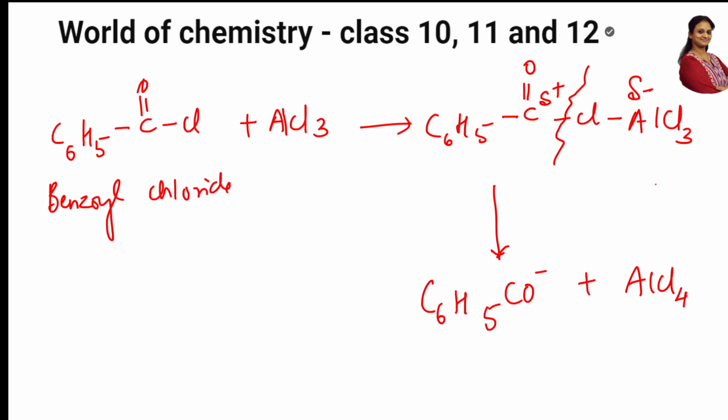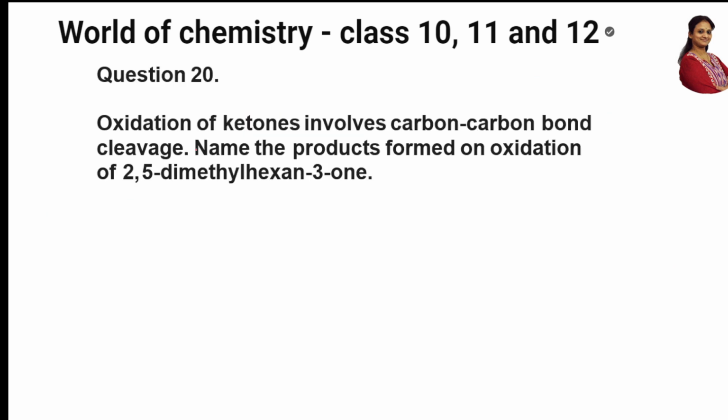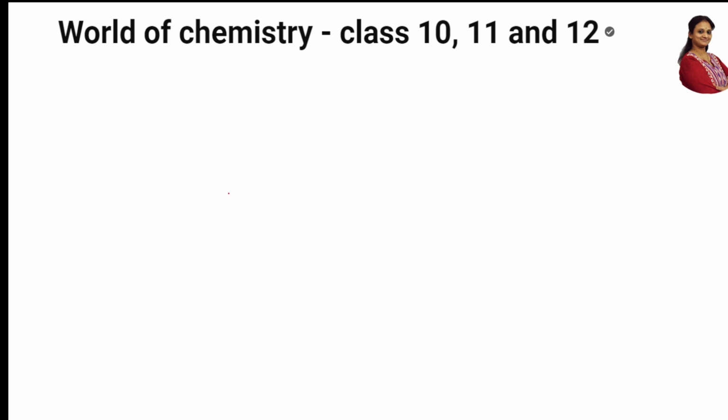Done. Next question. Oxidation of ketones involves carbon-carbon bond cleavage. Name the products formed on oxidation of 2,5-dimethylhexan-3-one. First of all, oxidation of ketone involves what? He only gave me the concept. So I'm going to take this compound first. I'll use this page and this page.